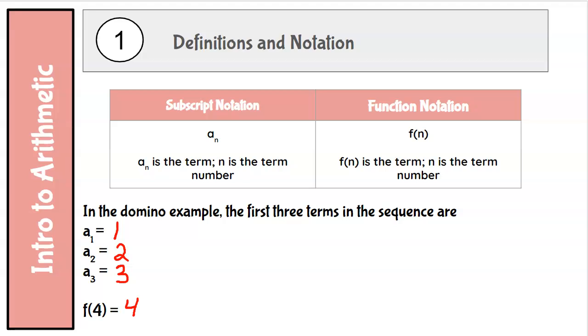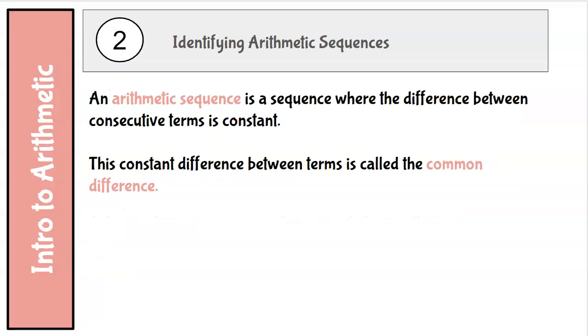You'll notice that each term was going up by 1. That makes it an arithmetic sequence. An arithmetic sequence is a sequence where the difference between consecutive terms is constant. Now there's another word there that you might not be familiar with. Consecutive means one after the other. So terms that are next to each other will have the same difference between them. This constant difference between the terms is called the common difference.